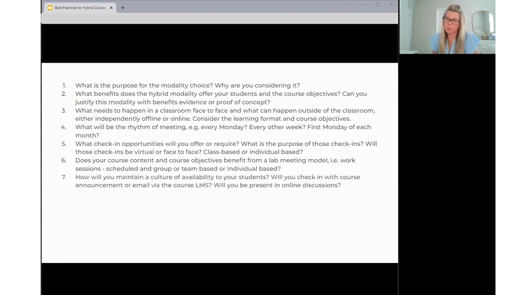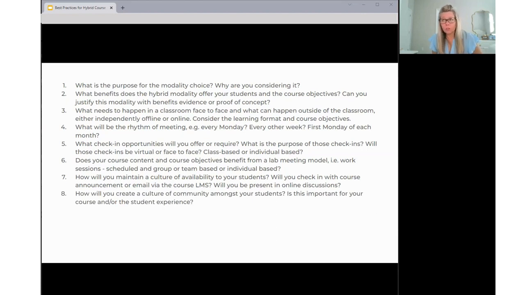How will you maintain a culture of availability to your students? Will you check in with course announcements? Will you be present in discussion forums? Will you be emailing them? Will you be present in the online discussions? Those are all things to think about.